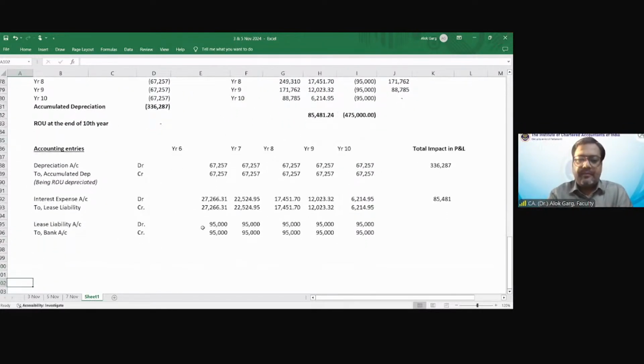Very good. Okay. So we have covered illustration number 36 also. And friends, now we have understood the meaning of modification. Friends, what is your feedback? Have you understood this Ind AS 116 so far? Yes, sir. Whatever we have covered is clear in mind.